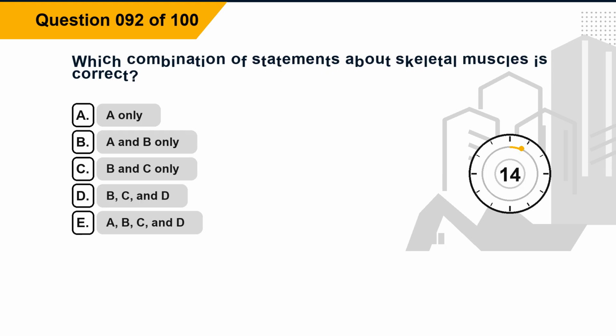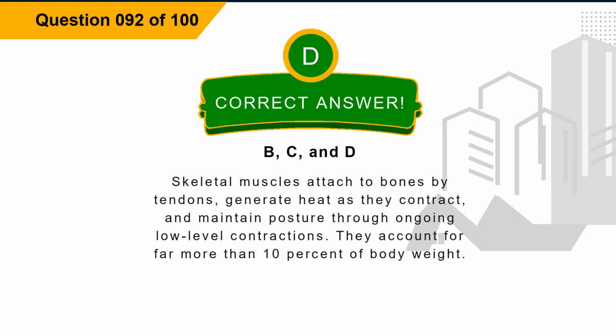Question 92. Which combination of statements about skeletal muscles is correct? Option A only. Option B, A and B only. Option C, B and C only. Option D, B, C, and D. Option E, A, B, C, and D. The correct answer is option D, B, C, and D. Explanation: skeletal muscles attach to bones by tendons, generate heat as they contract, and maintain posture through ongoing low-level contractions. They account for far more than 10% of body weight.